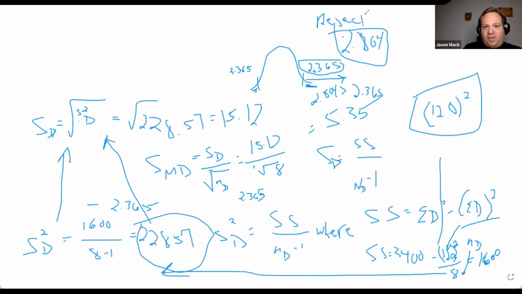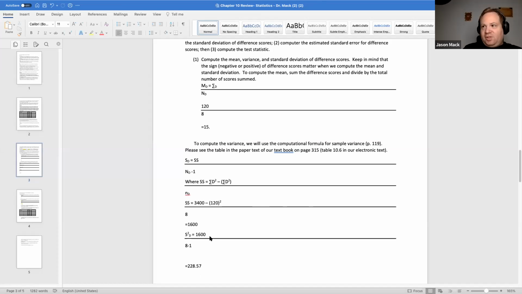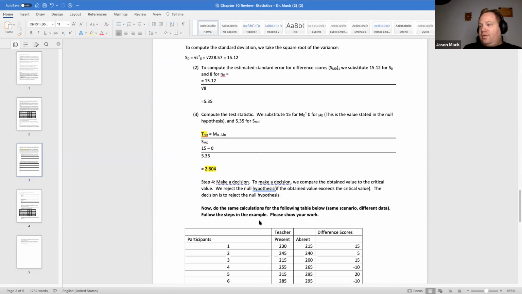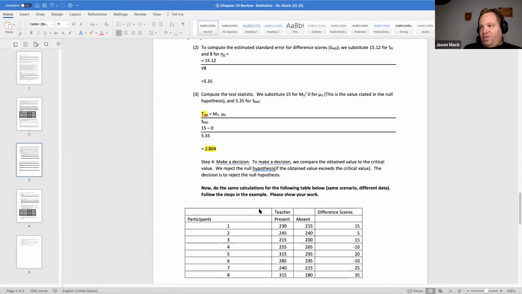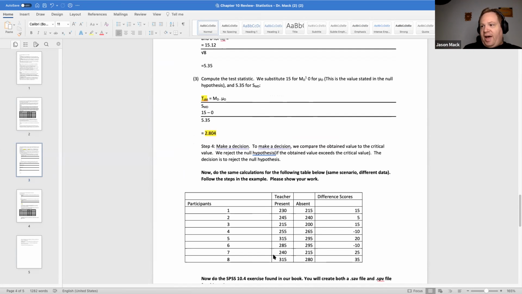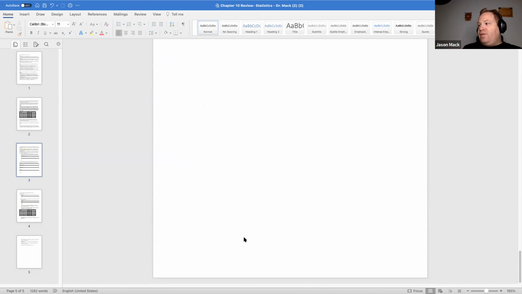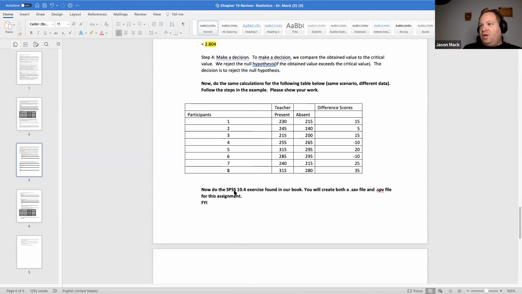That's why. So the next thing that I asked you to do on our worksheet is to literally walk through the same exact steps, doing the calculations, same scenario, different data. So same idea, just different data. And then the last thing we do, yeah, that's it. The last thing we do is SPSS 10.4. So let me go ahead and pull up SPSS. I'll pause it and then I'll get this recording posted for you guys.